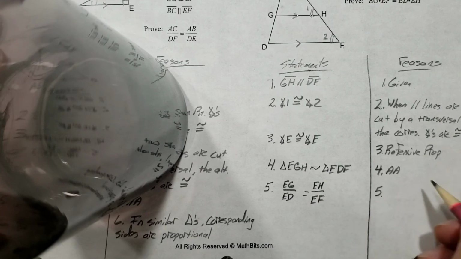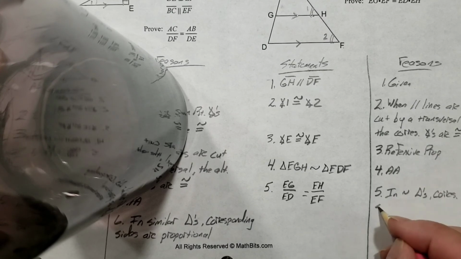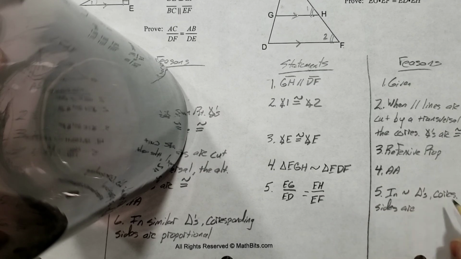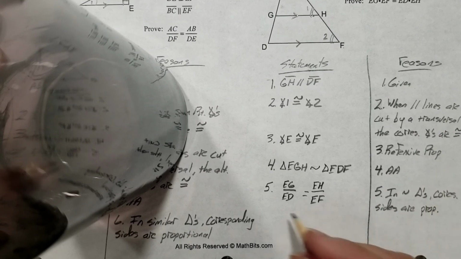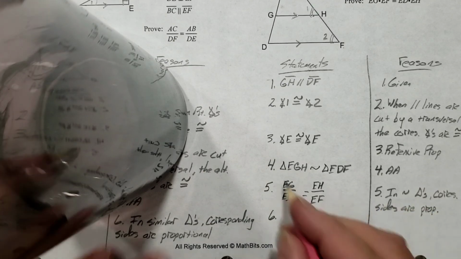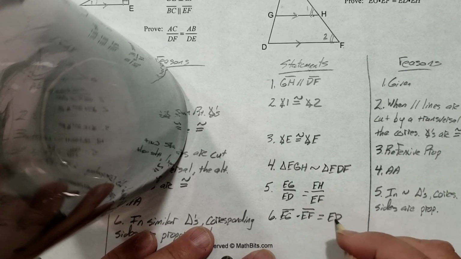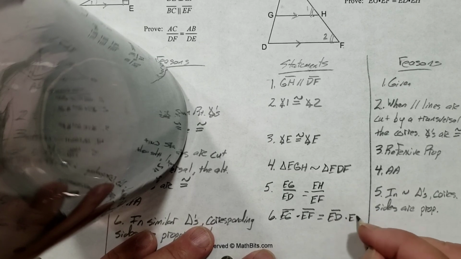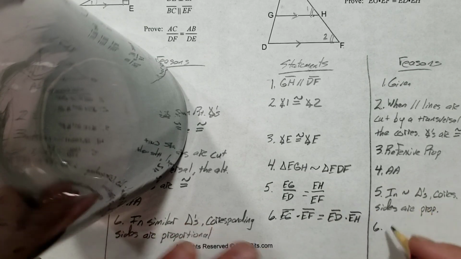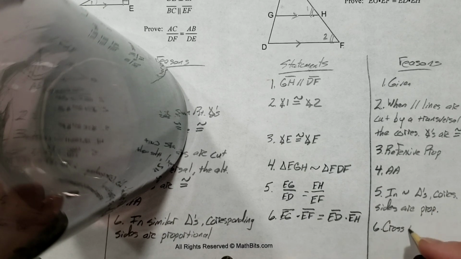Let's say that right. In similar triangles, corresponding sides are proportional. I'm just going to abbreviate here. And then cross multiplying, EG times EF equals ED times EH. And all you have to say is cross multiplication. And there you have it.